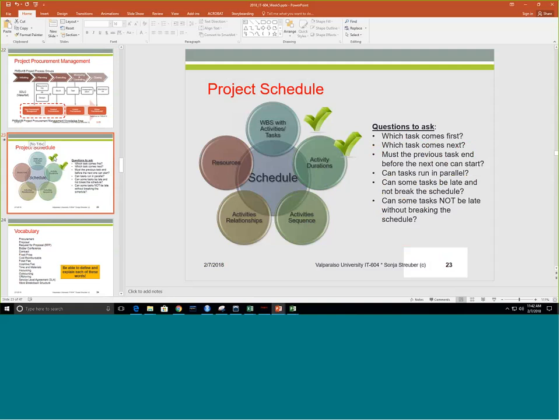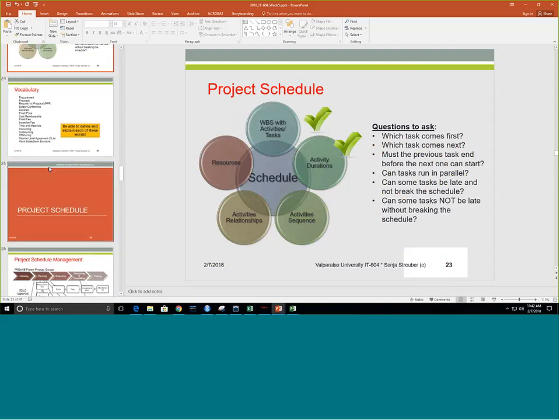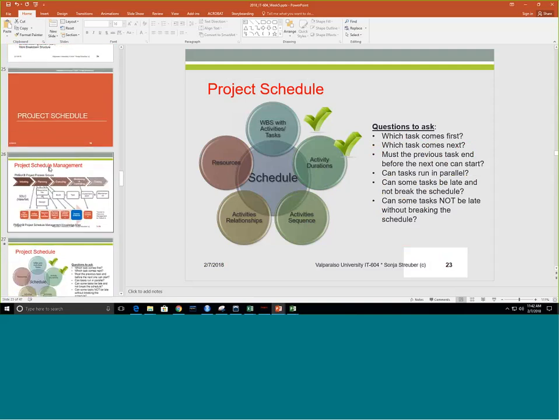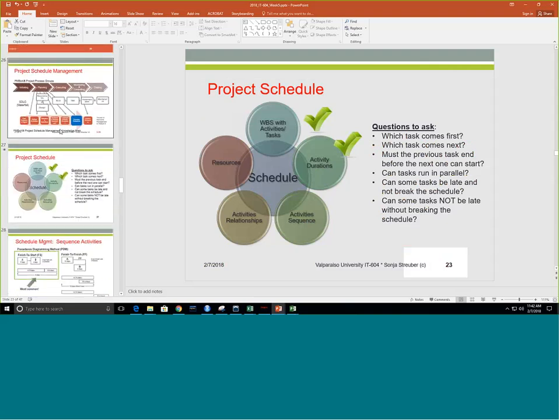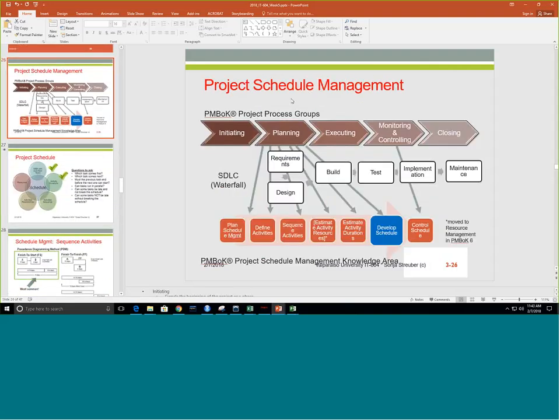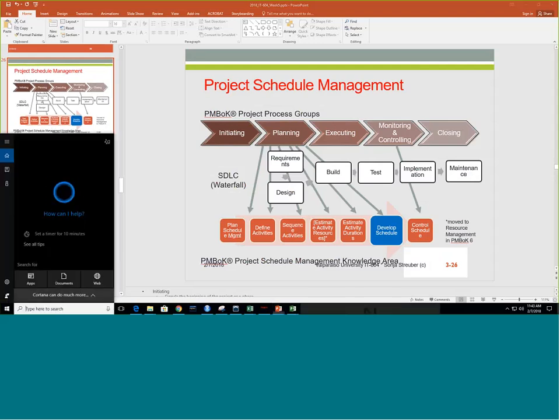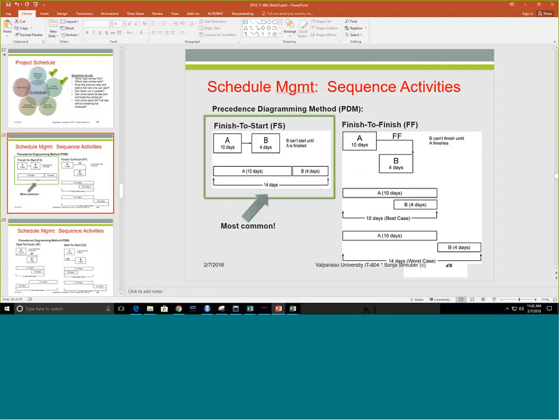You've most likely figured out which activity is going to come first, which one comes next, and how the activity is distributed, etc. Then we can go into our project schedule management. So we start our project schedule management with sequencing activities.